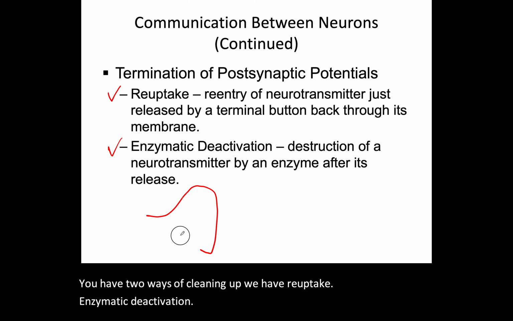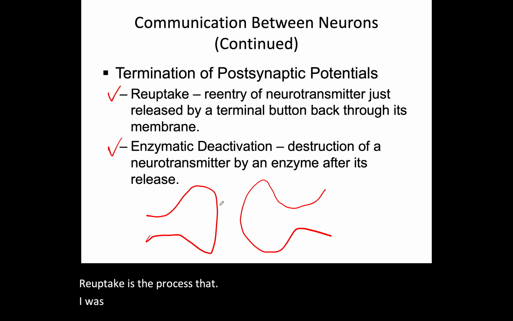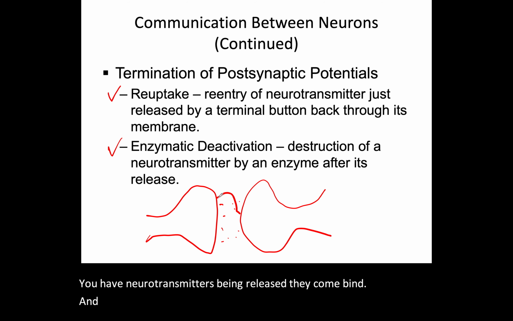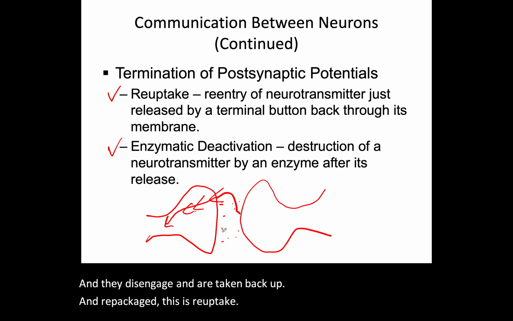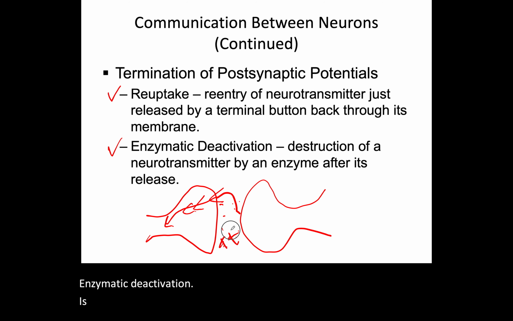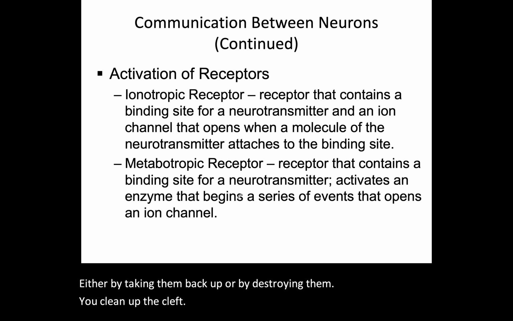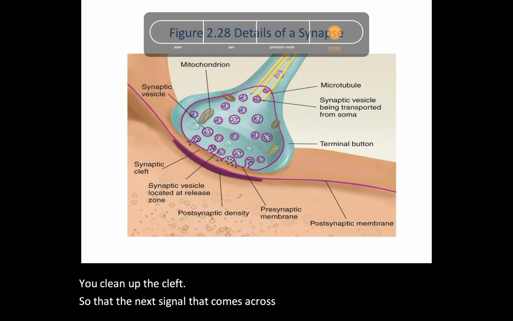Reuptake is the process that I was just illustrating. You have neurotransmitters being released, they come, bind, and they disengage and are taken back up and repackaged. This is reuptake. Enzymatic deactivation is the destruction of neurotransmitters, either by taking them back up or by destroying them. You clean up the cleft so that the next signal that comes across will have a clean plate, so to speak.